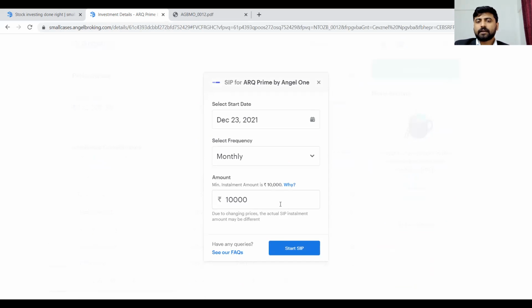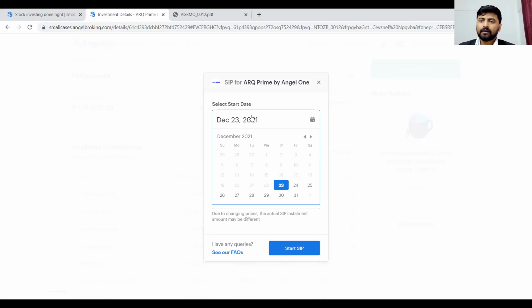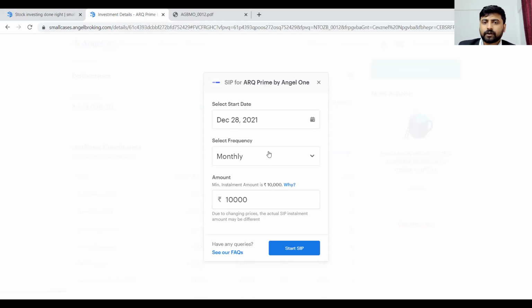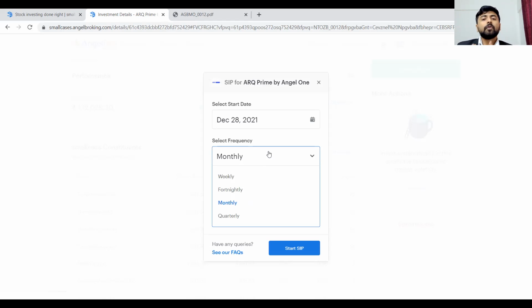So you will be presented with a couple of options here: the SIP start date, the frequency filter, and then the amount that you wish to start your SIP with. You can start your SIP on the same day or any future date of your choice. In this case, I'm going to choose a future date of my choice. Once that is done, I'm going to select the frequency that is best fit for me.